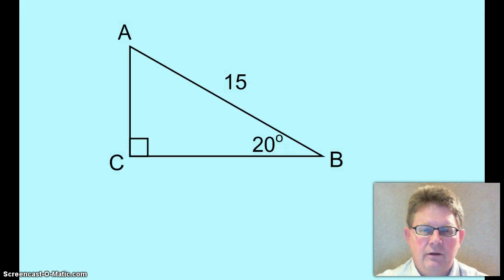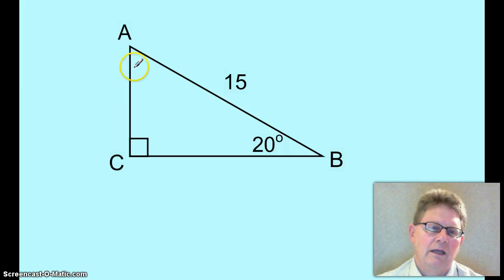Alright, here you're given one angle and one side, including the right angle also. And you need to find this angle here and these two sides, this side and that side. So finding the angle, really easy. The two acute angles of a right triangle are complementary, so just subtract 20 from 90. Angle A is 70 degrees.